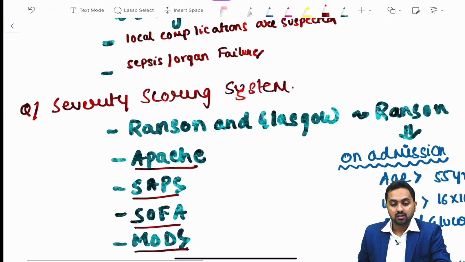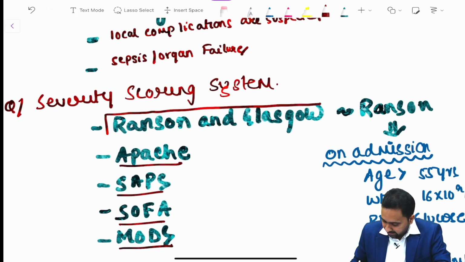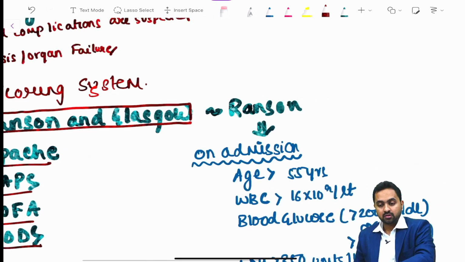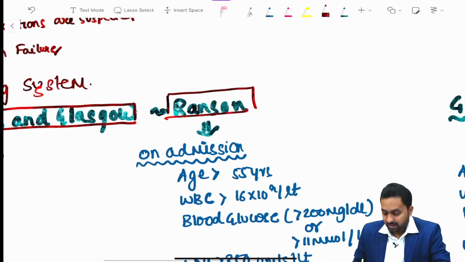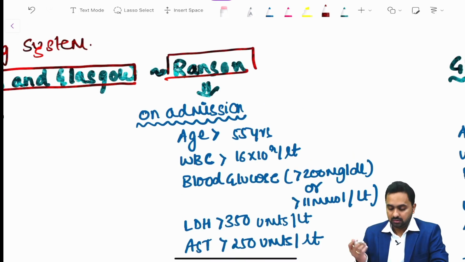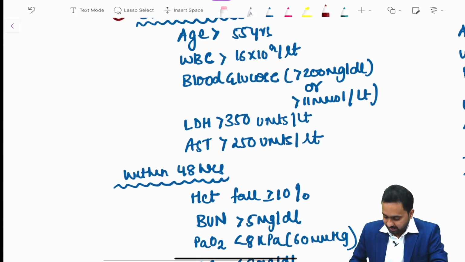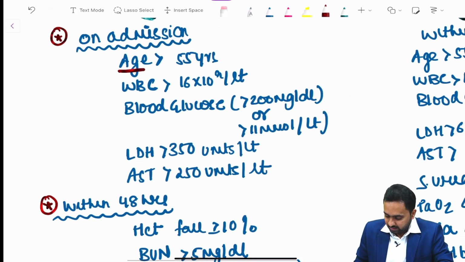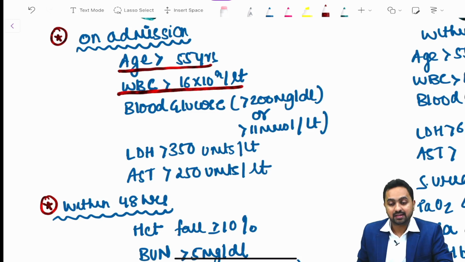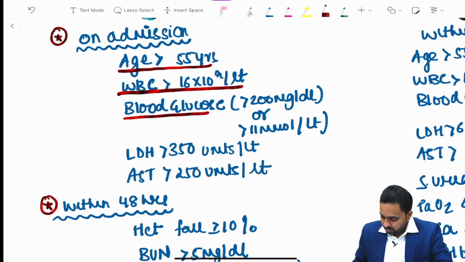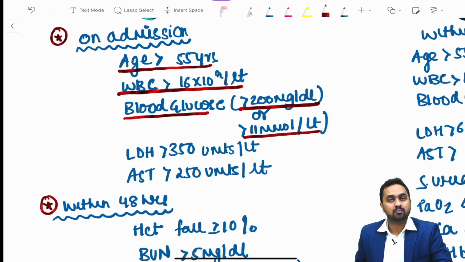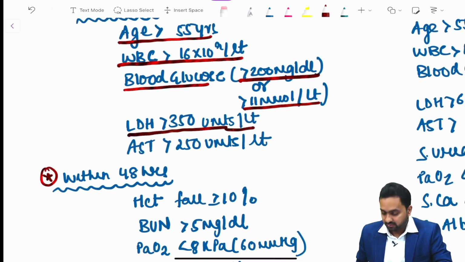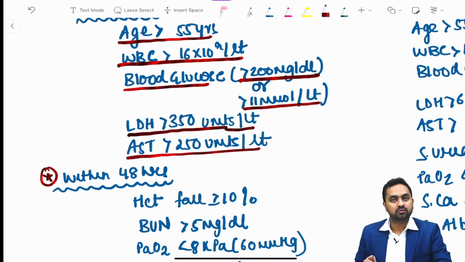Now, in acute pancreatitis there are various severity scoring systems which include Ranson, Glasgow, APACHE, SAPS, SOFA and MODS. The most important that we would be discussing are Ranson and Glasgow. First we discuss the Ranson. Ranson basically checks severity at 2 points, one on admission and second within 48 hours. On admission, the parameters include age more than 55 years, white blood cell count more than 16 into 10 to the power 9 per liter, blood glucose more than 200 milligram per deciliter or more than 11 millimole per liter, then LDH more than 350 units per liter and AST more than 250 units per liter.